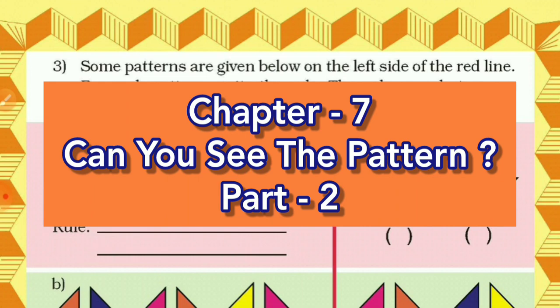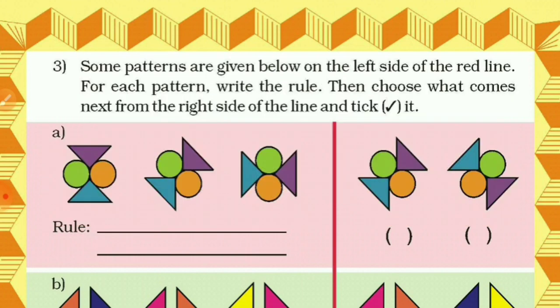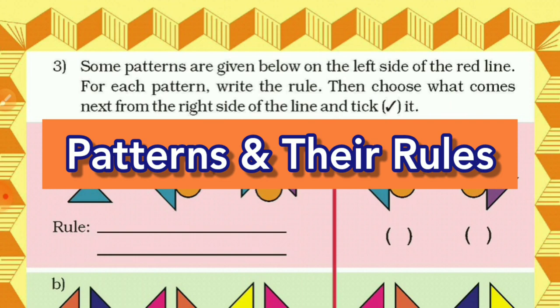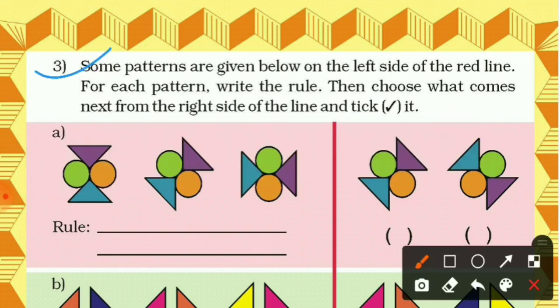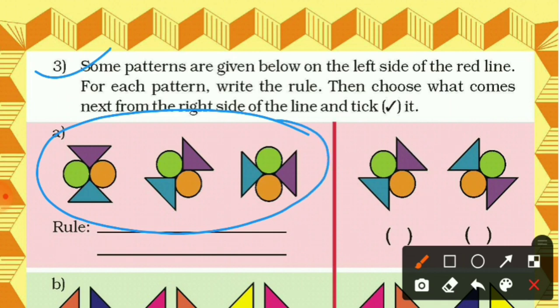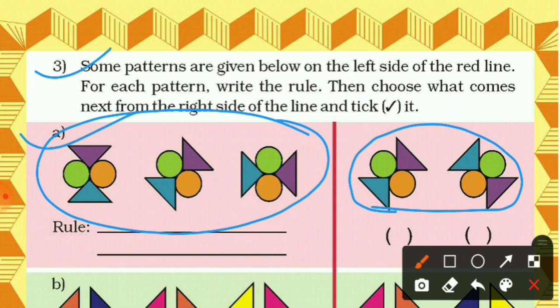Let's start the class. So now come to today's topic. Today's topic is patterns and their rules. So here is the question. Let's read it first. Some patterns are given below on the left side of the red line. This is the left side of this red line and this is the right side of this red line. On the left side we can see some picture problems and on the right side we have picture answers.